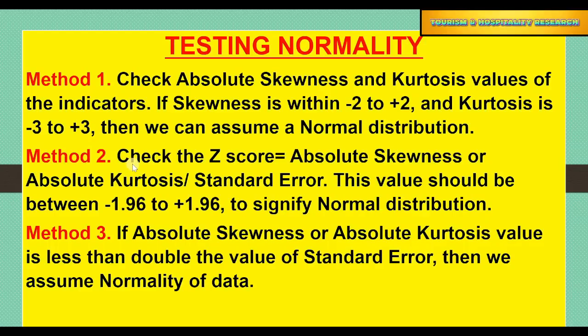Second method says that check the z-score. How do we obtain the z-score? We obtain the z-score by dividing the absolute skewness or absolute kurtosis value by the standard error. This value should be between -1.96 to +1.96 in order to signify normal distribution. Method 3 says if the absolute skewness or absolute kurtosis value is less than double the value of standard error, then we can assume normality of data.